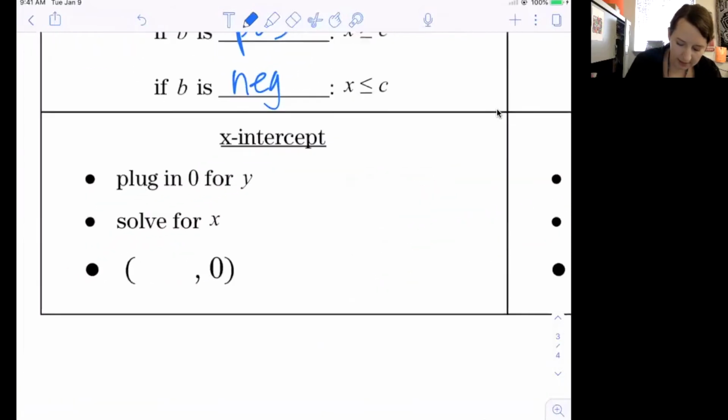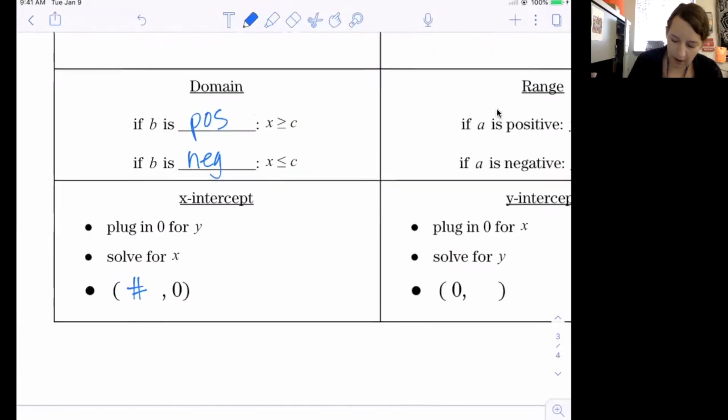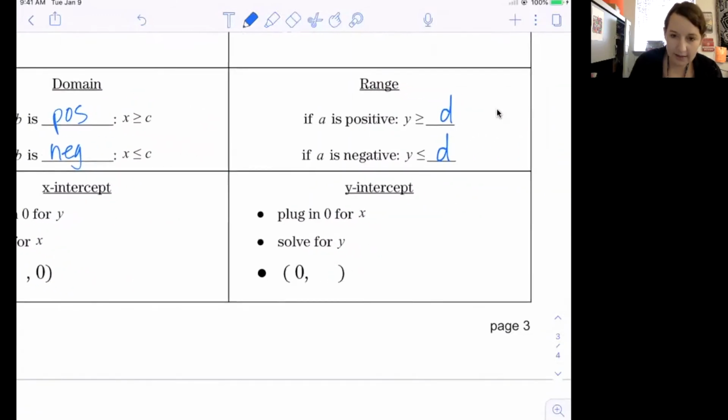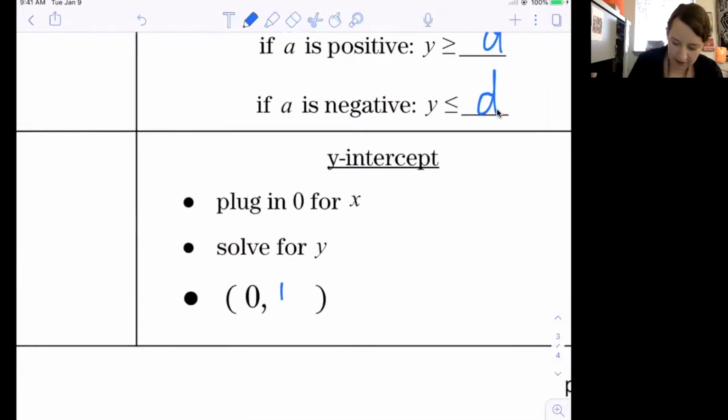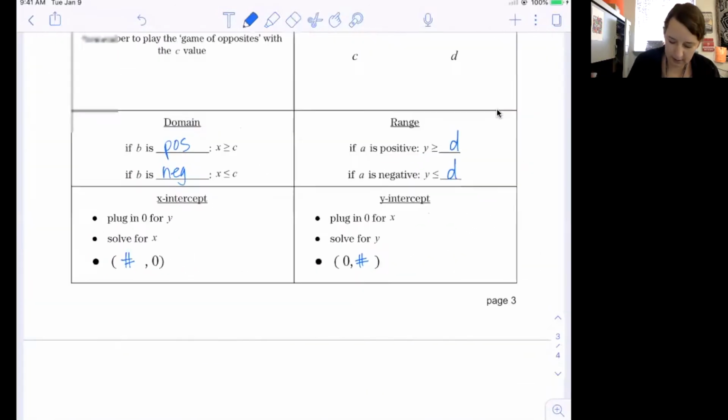Okay, your x-intercept, you're going to plug in a 0 for Y and solve for X. So once you get that number, you're going to write whatever number you get for your answer right there. Okay, for your y-intercept, you plug in a 0 for X, solve for Y, whatever answer you get, you put the number right there. So y-intercept, you have a 0 for X and a value for Y. X-intercept, you have a 0 for Y and a value for X.